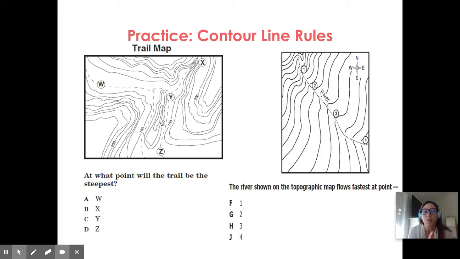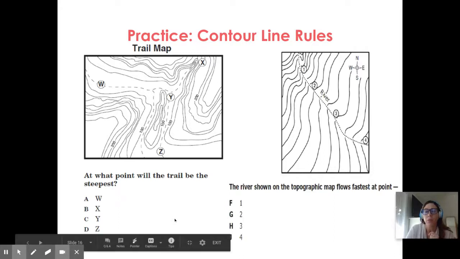And then, where does the river shown on the topographic map flow fastest? It's not talking about which direction it's flowing, but where it would flow the fastest. Think about where things would flow the fastest, steeper or gentle. It would flow faster if it were steeper. So you need to look for the area where the lines are closest together. Of your 4 options, that would be number 1. So that's F. Good job. Another round of applause.